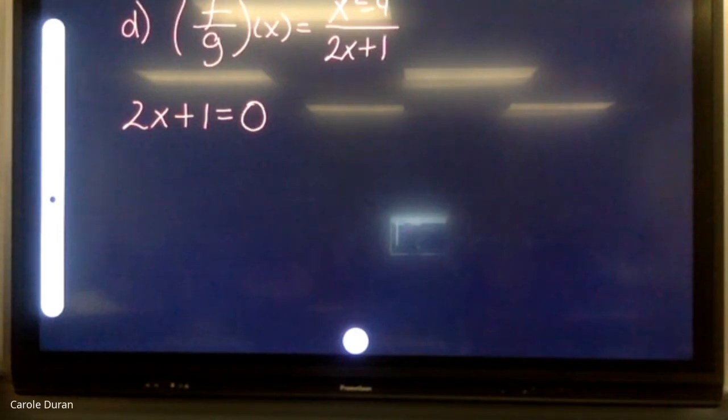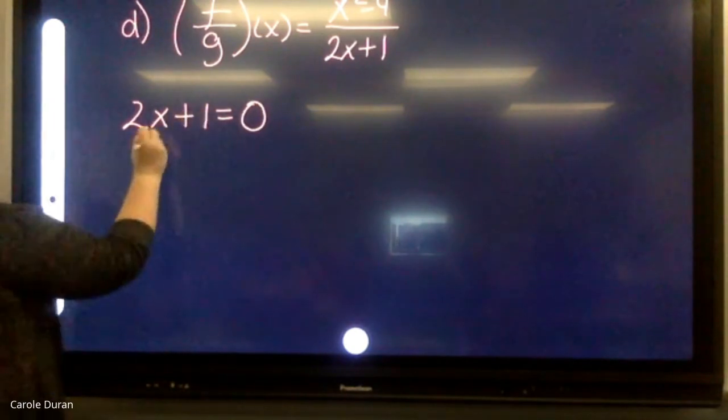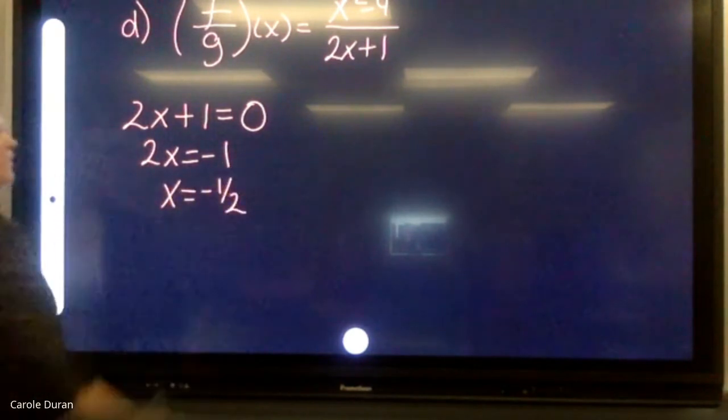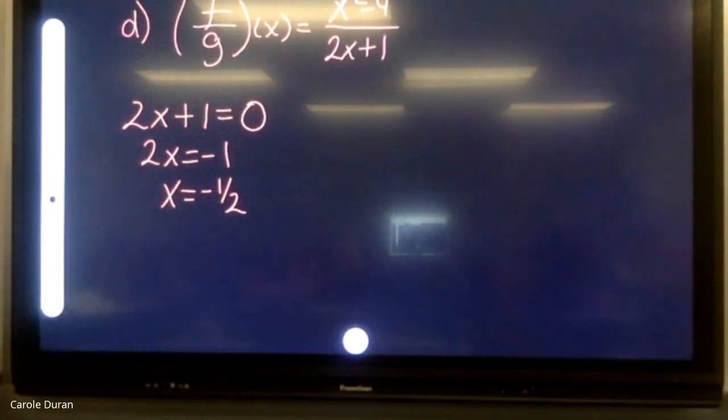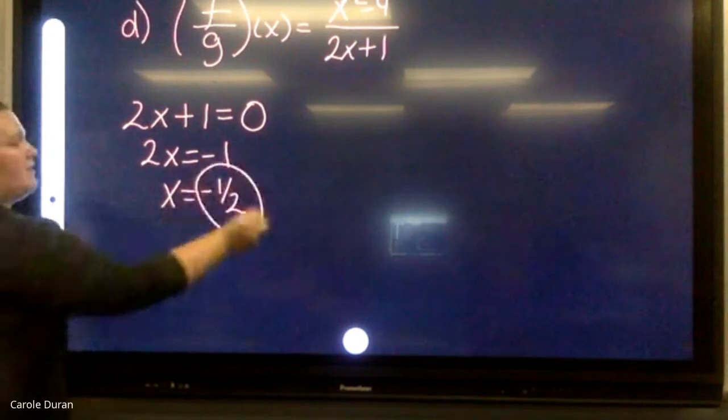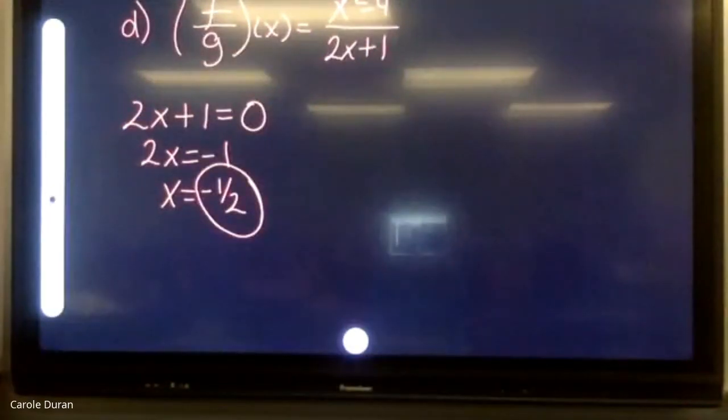This will tell me the number that makes that denominator equal 0, and that's the number I must leave out of my domain. So we solve it just like normal. Subtract the 1 over, and then divide by 2. So the only thing that makes 2x plus 1 equals 0 is if I plugged in negative 1/2 for x, which means this is the number that I have to exclude from my domain. This means there's going to be a break at negative 1/2 in my intervals.